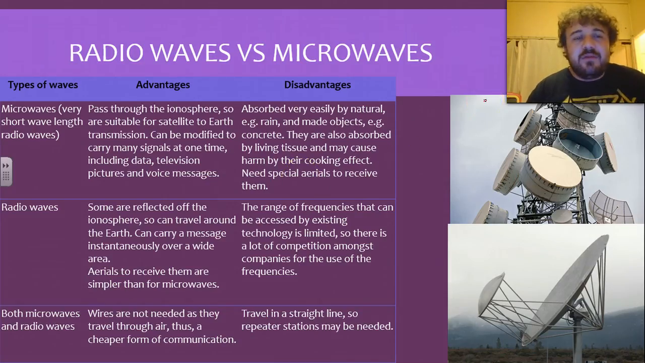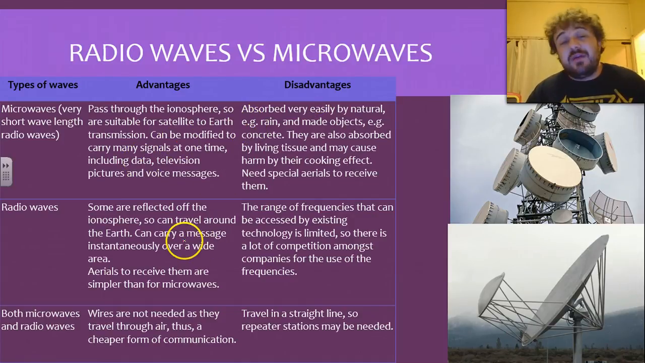We need to be able to compare radio waves and microwaves. So microwaves are radio waves, but they're very, very short wavelength. So high energy, they're very high energy. Microwaves, they pass through the ionosphere. So we can use these for satellite. We can modify them to carry multiple signals, and that's the advantage of them.